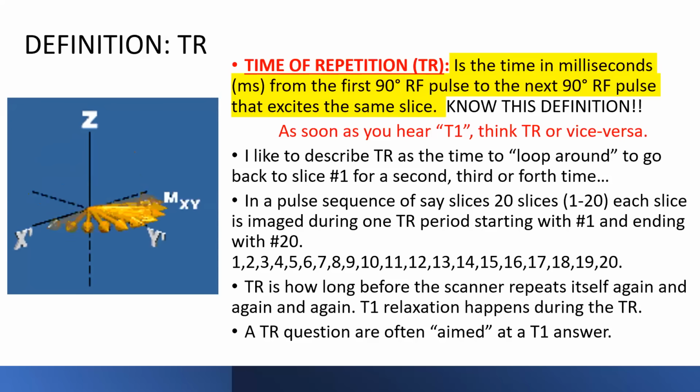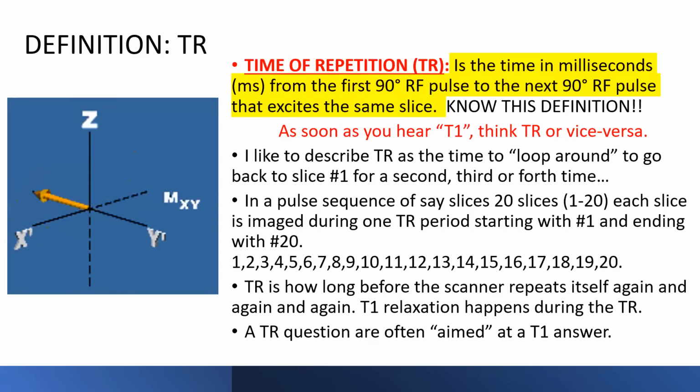So the way I teach it is I like to describe TR as a loop around time. You hit the first slice and then you're going to go on to 2, 3, 4, 5 and out to 20. And then you're going to come back to the first slice again. That's one TR period, whether it's 500 milliseconds or 5,000 milliseconds. It's a loop around time. So it's how long before the scanner repeats itself over and over again, because that's what a pulse sequence is. It's a very rigidly timed sequence of events, and you just keep on coming back to slice one again.